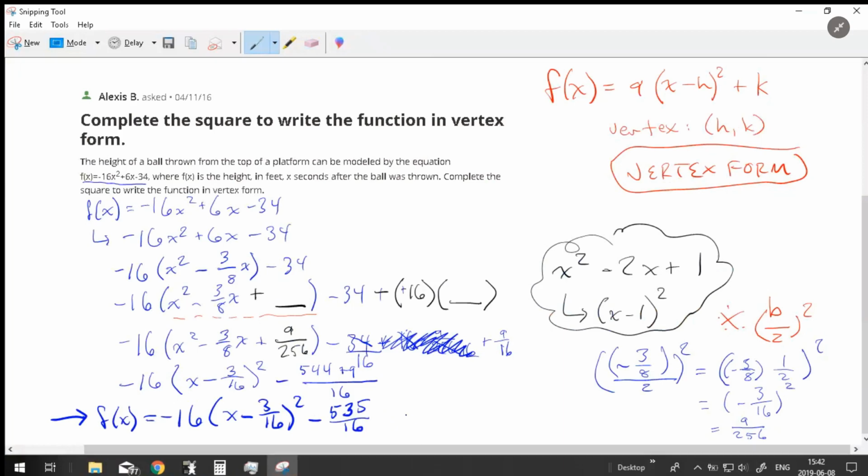So that means that if we were asked for the vertex, we would know instantly, given that this is minus h and we need just h, that h would be 3/16 for x, and negative 535 over 16 for k. That would be the vertex to our parabola, and you can plug in x and see that that works out.